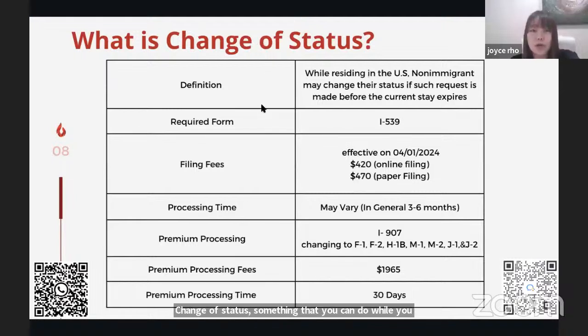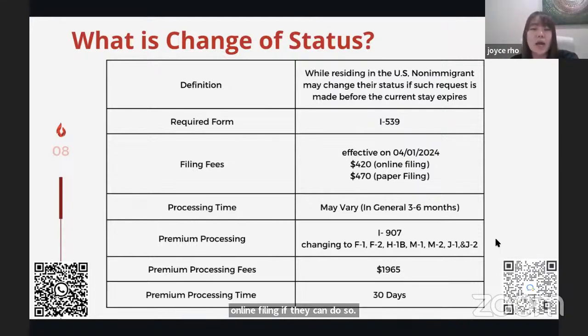And to do so, you need to file Form I-539, the petition Form I-539, before the termination date of your current non-immigrant status. And the filing fee of I-539 is currently $420 if you do online filing. This price has changed very recently, since April 1st of this year. So you see that it slightly increased compared to last year. And paper filing is $470, a little more, because USCIS is quite promoting that people do online filing if they can do so.